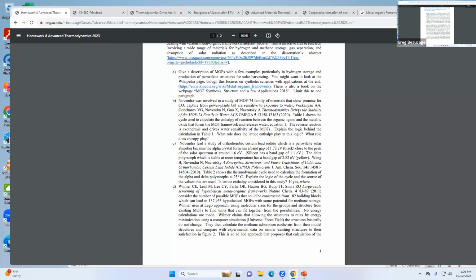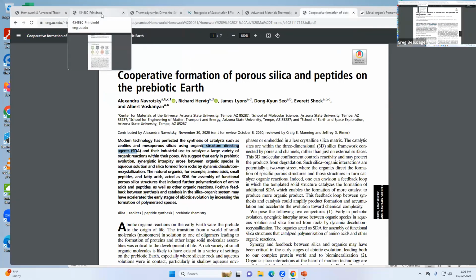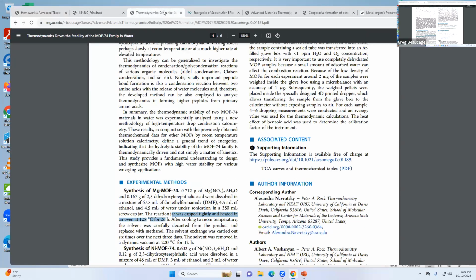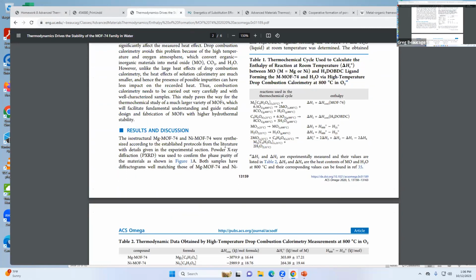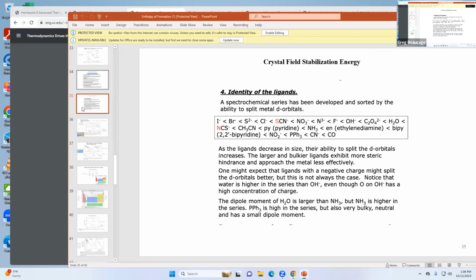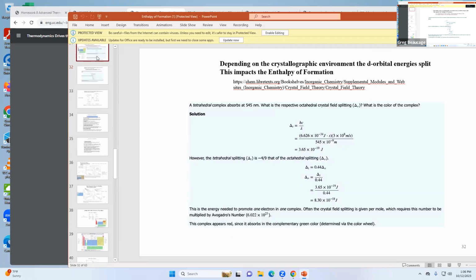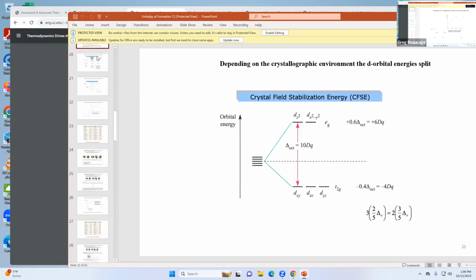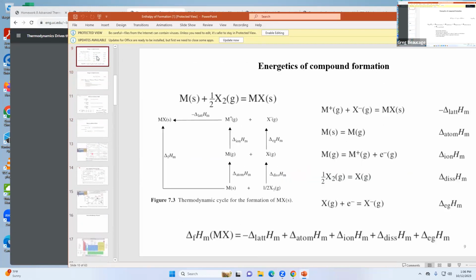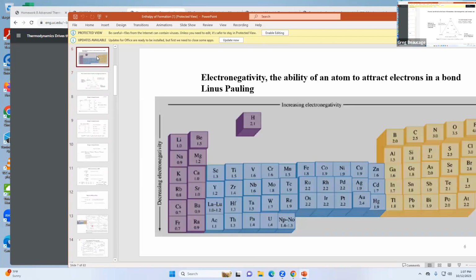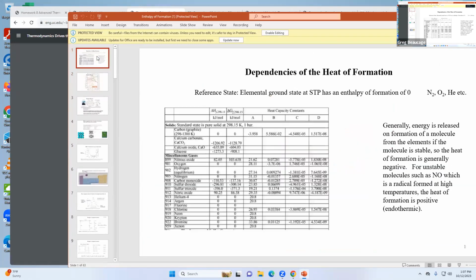Then this thing, thermodynamics drives the stability of MOF 74. This is that paper, the MOF 74 thing, with the bomb calorimeter. So this kind of gets to the point of when we first started this chapter, before the d orbital stuff, there was just Hess's law, right? Someplace here, how you add up the enthalpies, right?